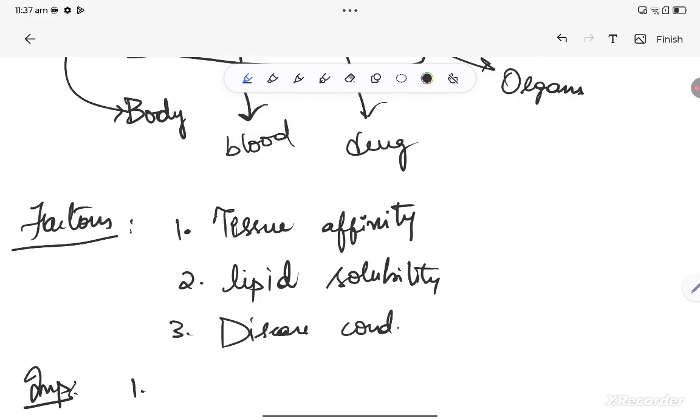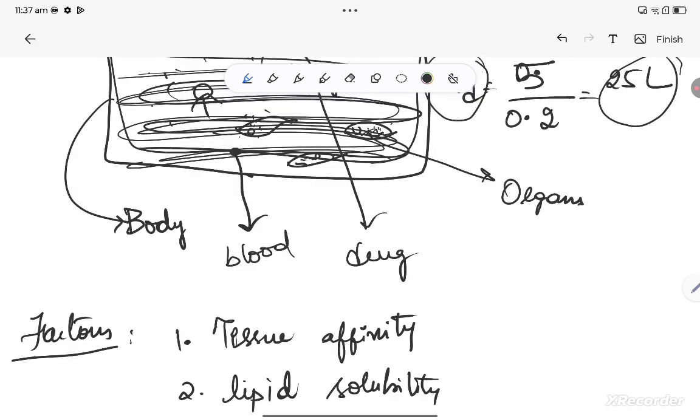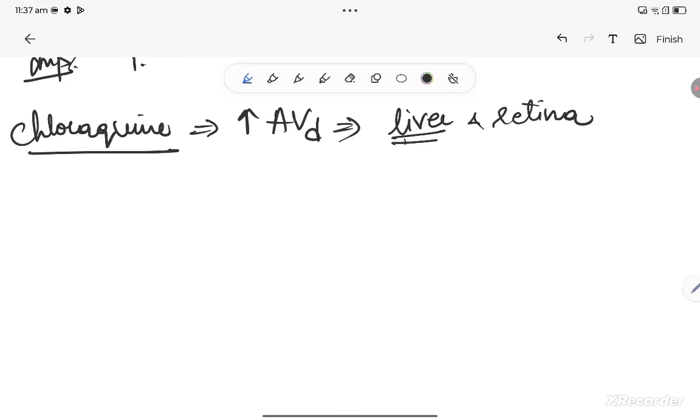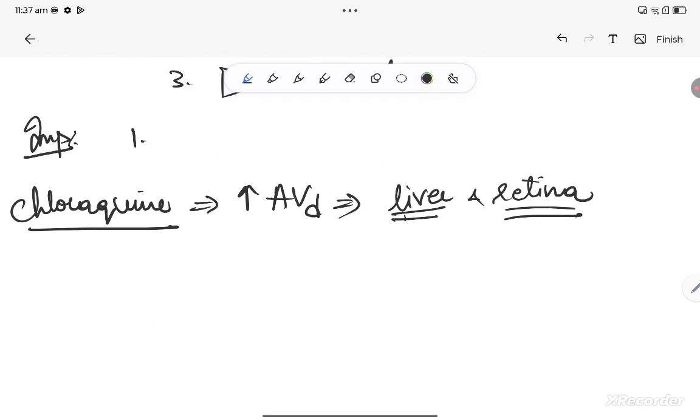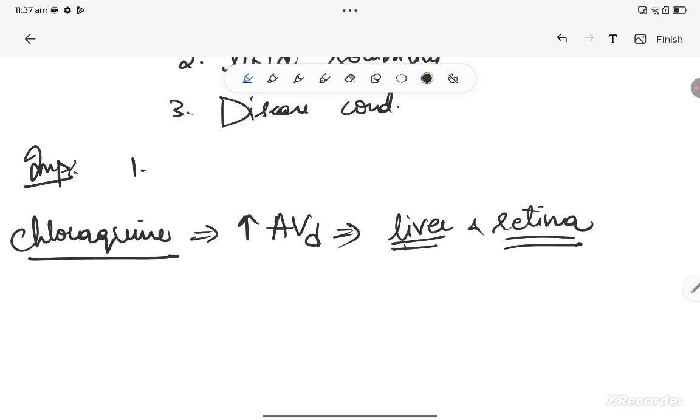Majority of the drug should stay in the vascular compartment, but whatever we give is going to your liver and retina. So what we have to do is give the drug as a loading dose, that is, multiple initial doses or a huge dose must be given in the first attempt. Clear? Loading dose concept will be there.